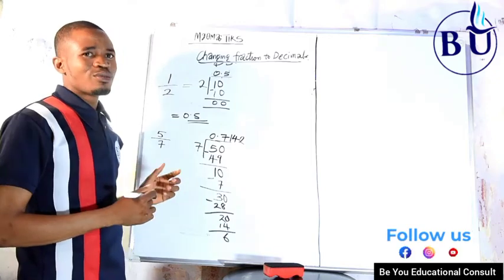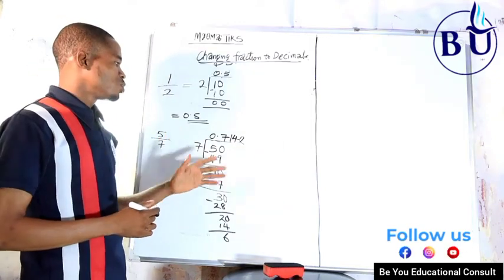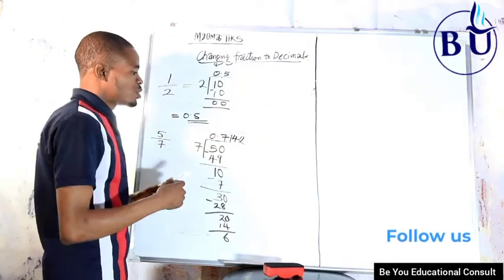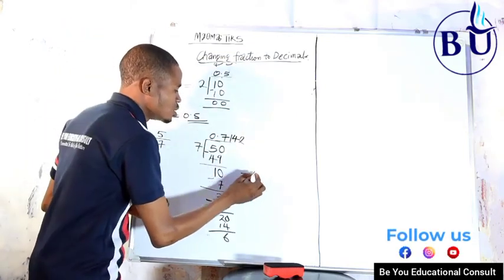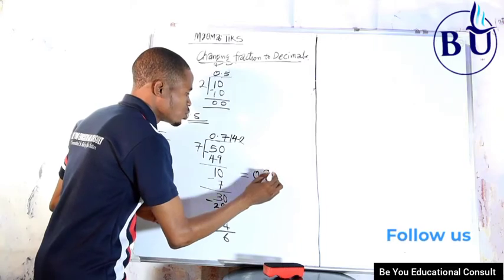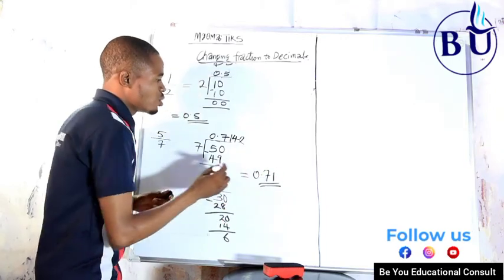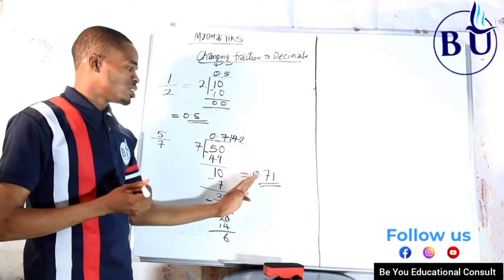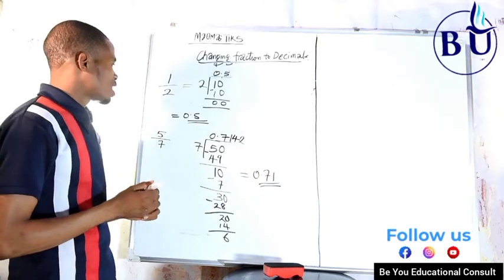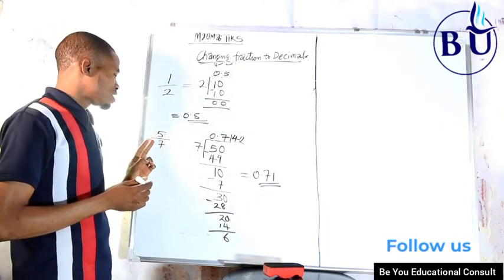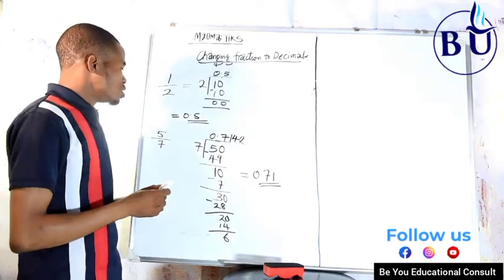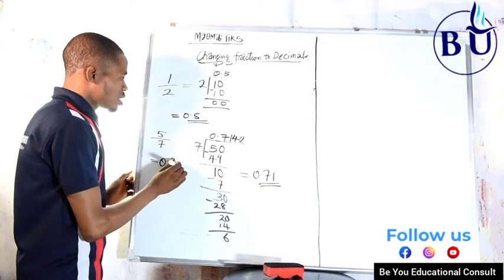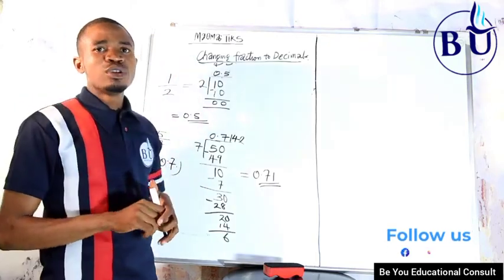Maybe this is a recurring decimal. You continue doing it until you get to wherever you want to stop. If you want to stop at 2 decimal places, we can write it as 0.71. Why did I leave this? Because this is not up to 5. So I have to stop at 0.71. So I can say that 5/7 can be equated to 0.71.